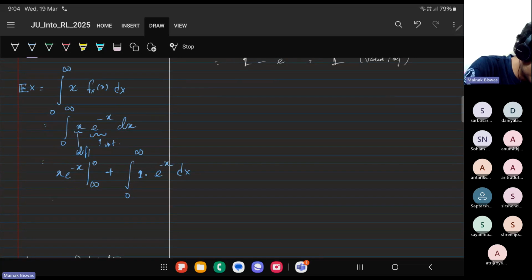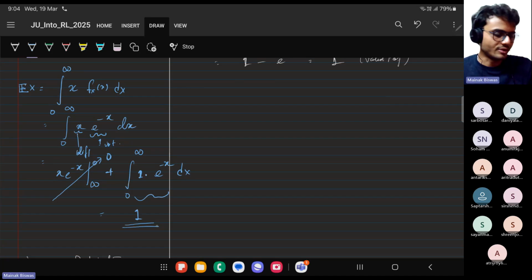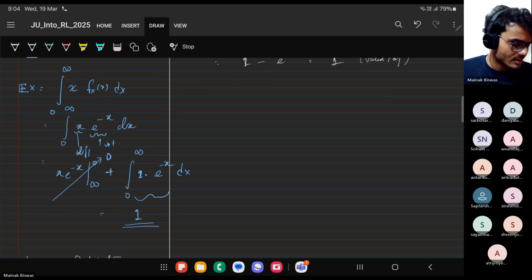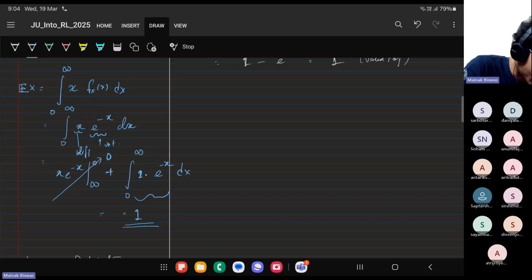So this is 0, and this we have already seen is equal to 1. Clear? Which is the expected value.